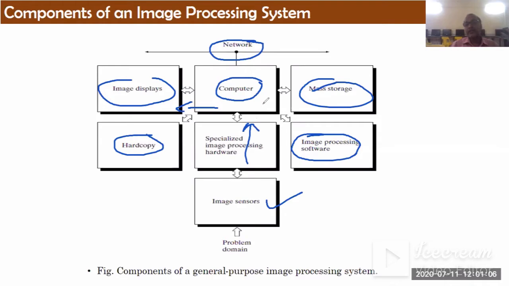When you are asked what the components of an image processing system are, you have to draw this diagram, not the previous diagram. The previous diagram is a simplification, for example purposes. But in the book, this diagram will be available. So: image sensors, hard copy, image display, computer system, some specific hardware, mass storage, and some software. These are the components which are required. We have to discuss them one by one.